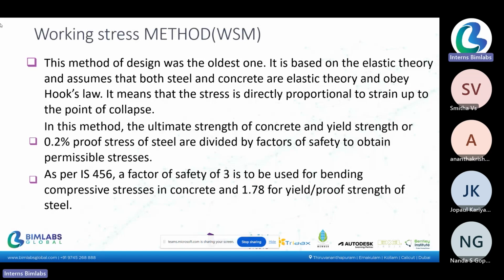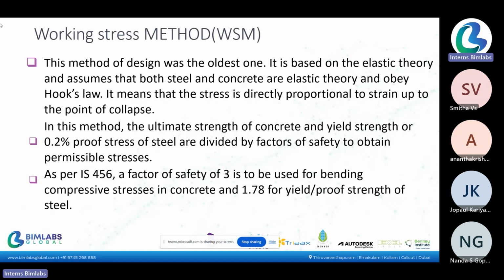I will say it slowly once more. This is the oldest method, and it is basically based on the elastic theory. We assume that both steel and concrete are elastic in nature and both obey Hooke's law, which means that stress is directly proportional to strain.